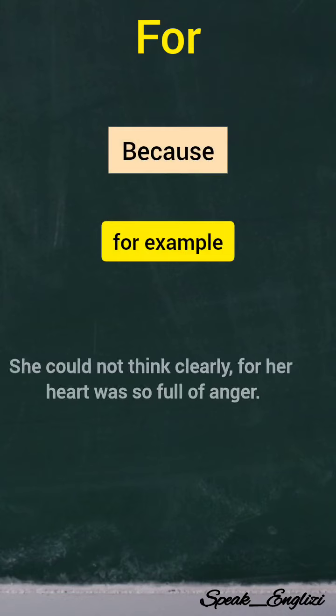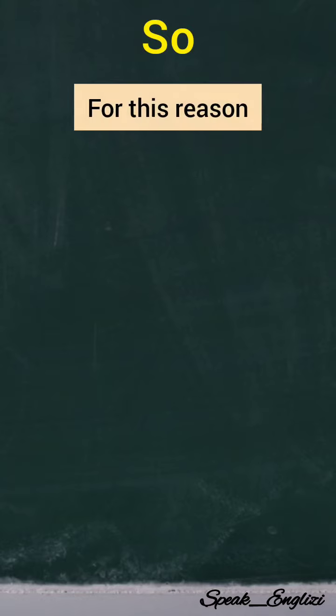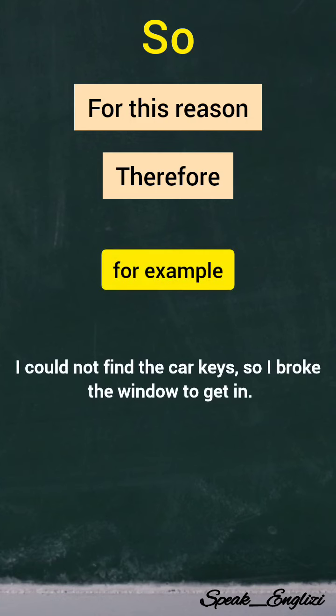For. The conjunction for is generally synonymous with because. For example, she could not think clearly, for her heart was so full of anger. So has a meaning similar to, for this reason, therefore. For example, I could not find the car keys, so I broke the window to get in.